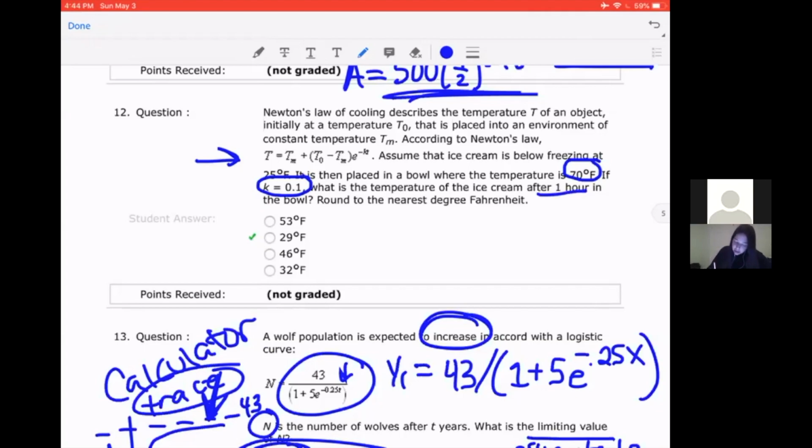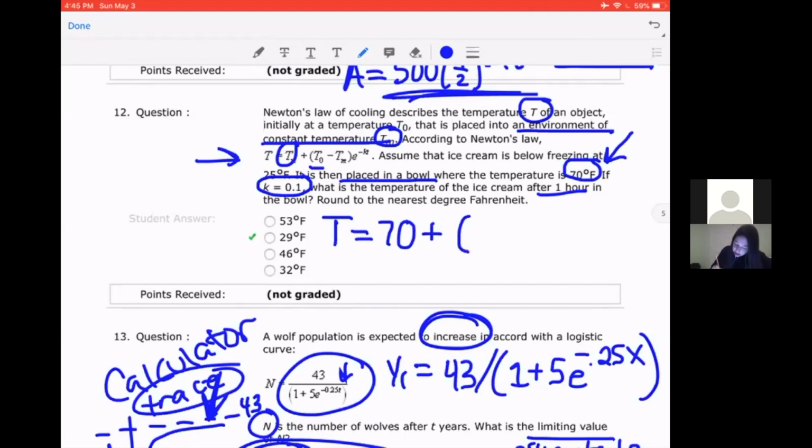All right, so T is the temperature. So all I'm going to be doing here, guys, is plugging in. T equals T of M, look at your problem. It's placed in an environment of constant temperature T of M. So what environment is this ice cream placed in? It's placed in a bowl where the temperature is 70. So T of M is going to be 70. T sub 0, all right, initially at temperature T sub 0. So what is my ice cream initially at? 25. So I would put 25 minus, notice here's another T sub M, which is going to be 70.